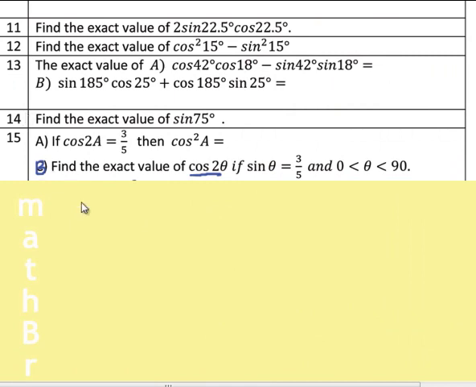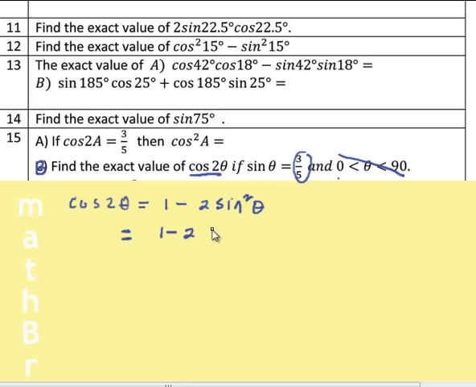Okay, so let me write that down. Cos 2 theta is equal to 1 minus 2 sine squared theta. We don't even need the fact that theta is between 0 and 90 because we're going to square the value for sine theta. It really doesn't matter. Even if this were a negative value, once we square it, the negative sign would become positive.